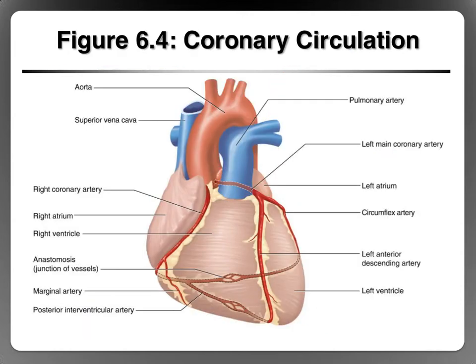The slide here just shows you the coronary circulation. So these are the arteries that are not carrying blood flow through the heart, but carrying blood flow to the heart. So these are the arteries that are feeding the heart the oxygen that it needs in order to produce aerobic ATP.